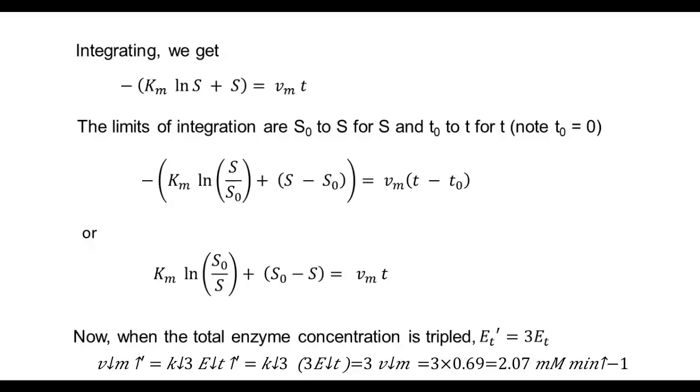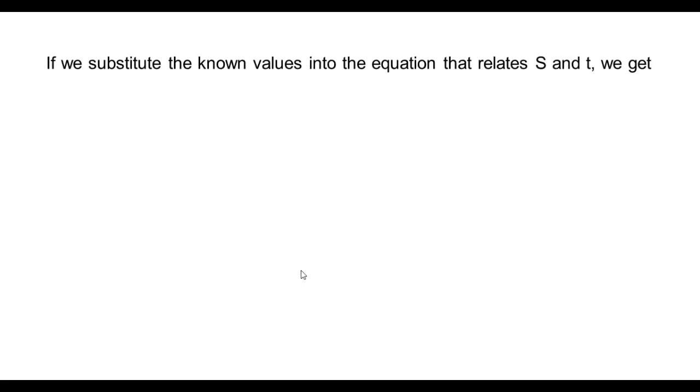So we have a new Vm here, Vm dash, that is K3 into 3 times Et, that will be 3 times K3 into Et, or 3 times Vm, or 3 times 0.69, which happens to be 2.07 millimole per minute. The rest is straightforward. We have the variation of substrate with time that we derived. We just have to substitute it into that expression.